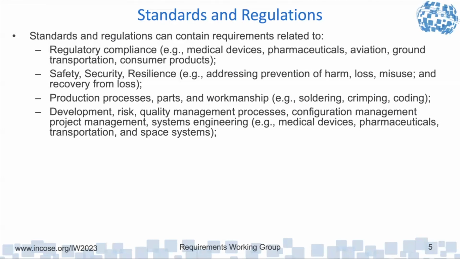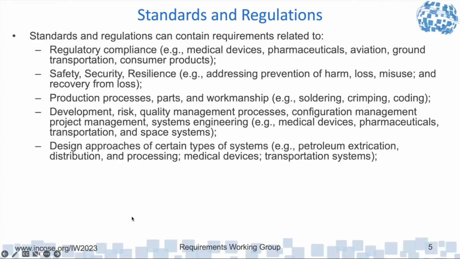There's medical devices, there's regulations that outline the processes that are to be used to develop medical devices and pharmaceuticals. The same for transportation. NASA has their own set of procedural requirements and directives for space systems. The FAA is developing the same for the commercial space. Some standards deal with design approaches of certain types of systems. For example, petroleum extraction, distribution, processing, they actually define certain design, actually have mechanical drawings showing piping and valving. And so they get down to that level of detail.